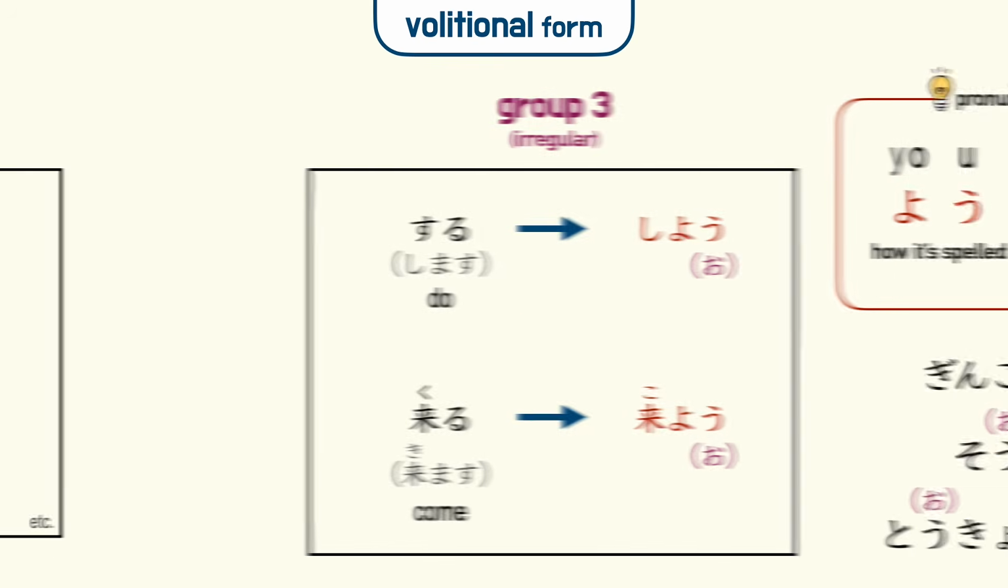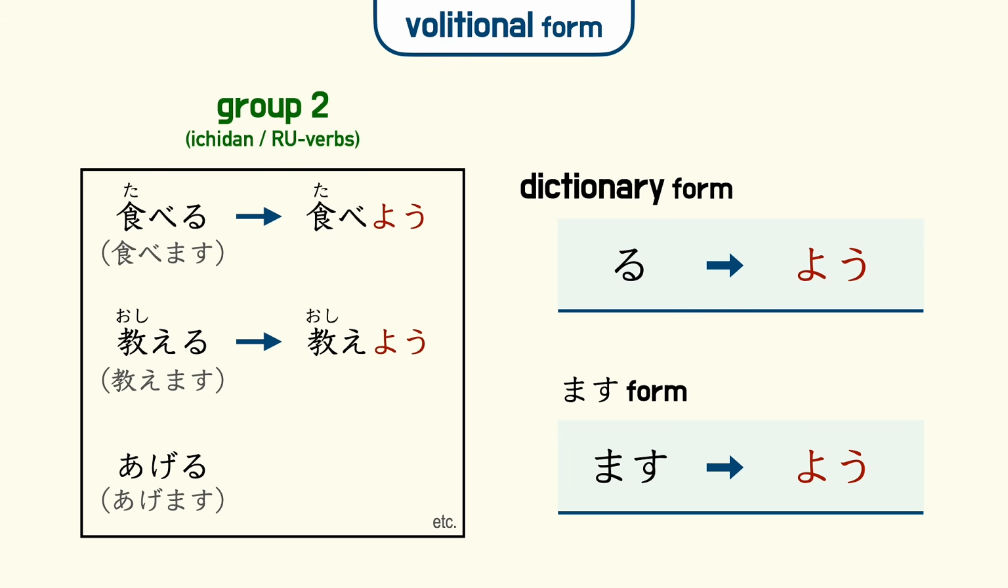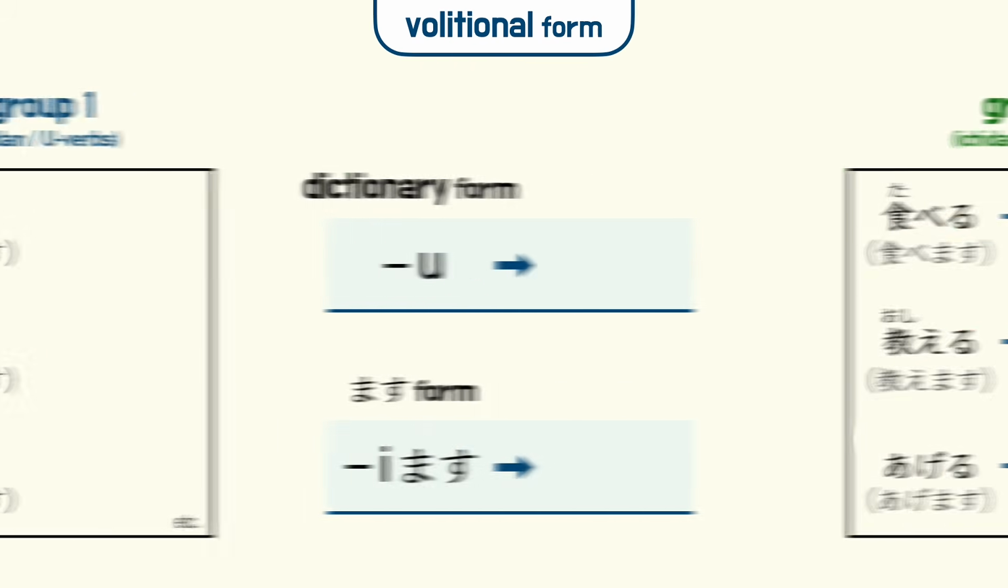Next, group 2 verbs. Group 2 verbs are always so easy. If it's the dictionary form, just change the ending る to よう. If it's the ます form, just change the ます to よう. 食べる, 食べます, 食べよう. 教える, 教えます, 教えよう. あげる, あげます, あげよう.